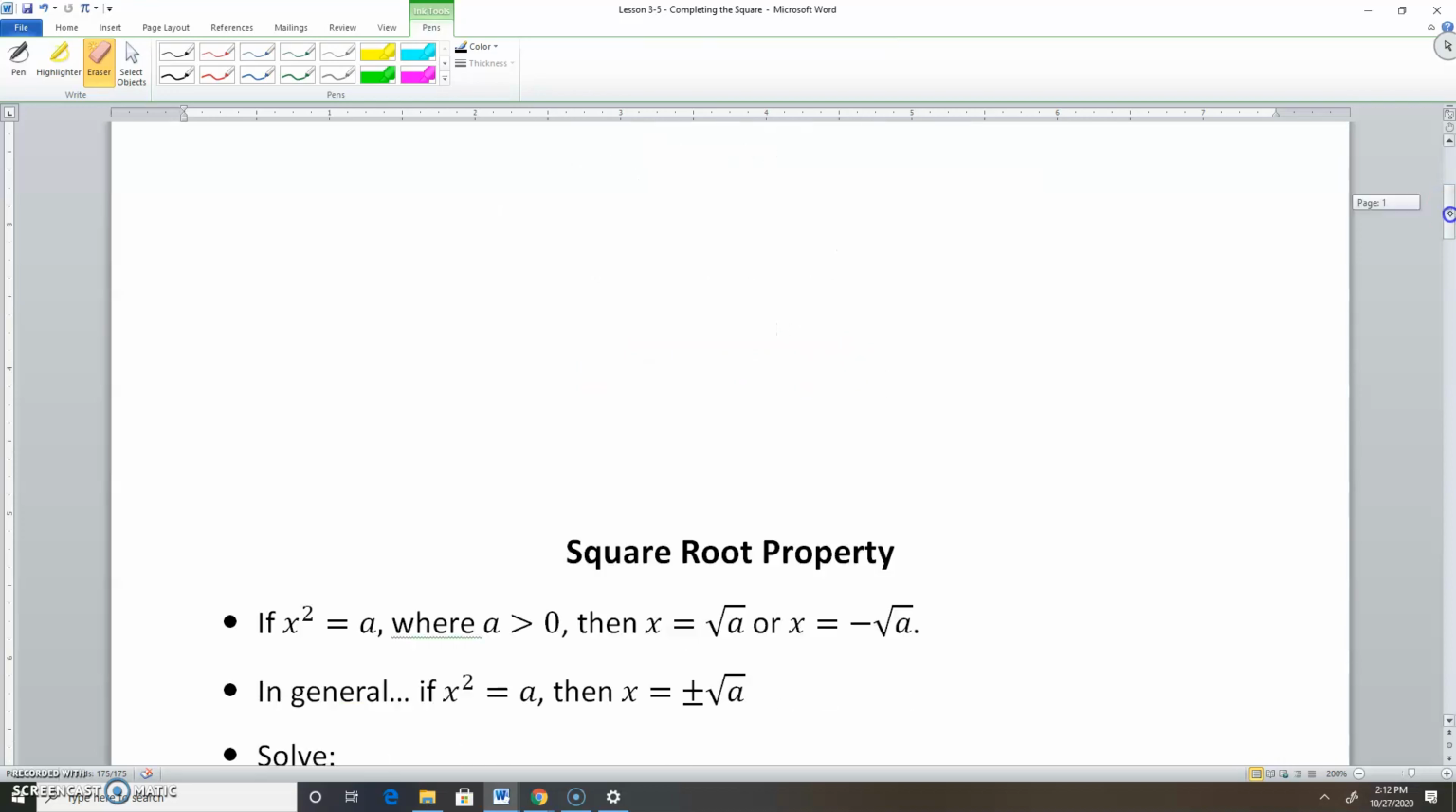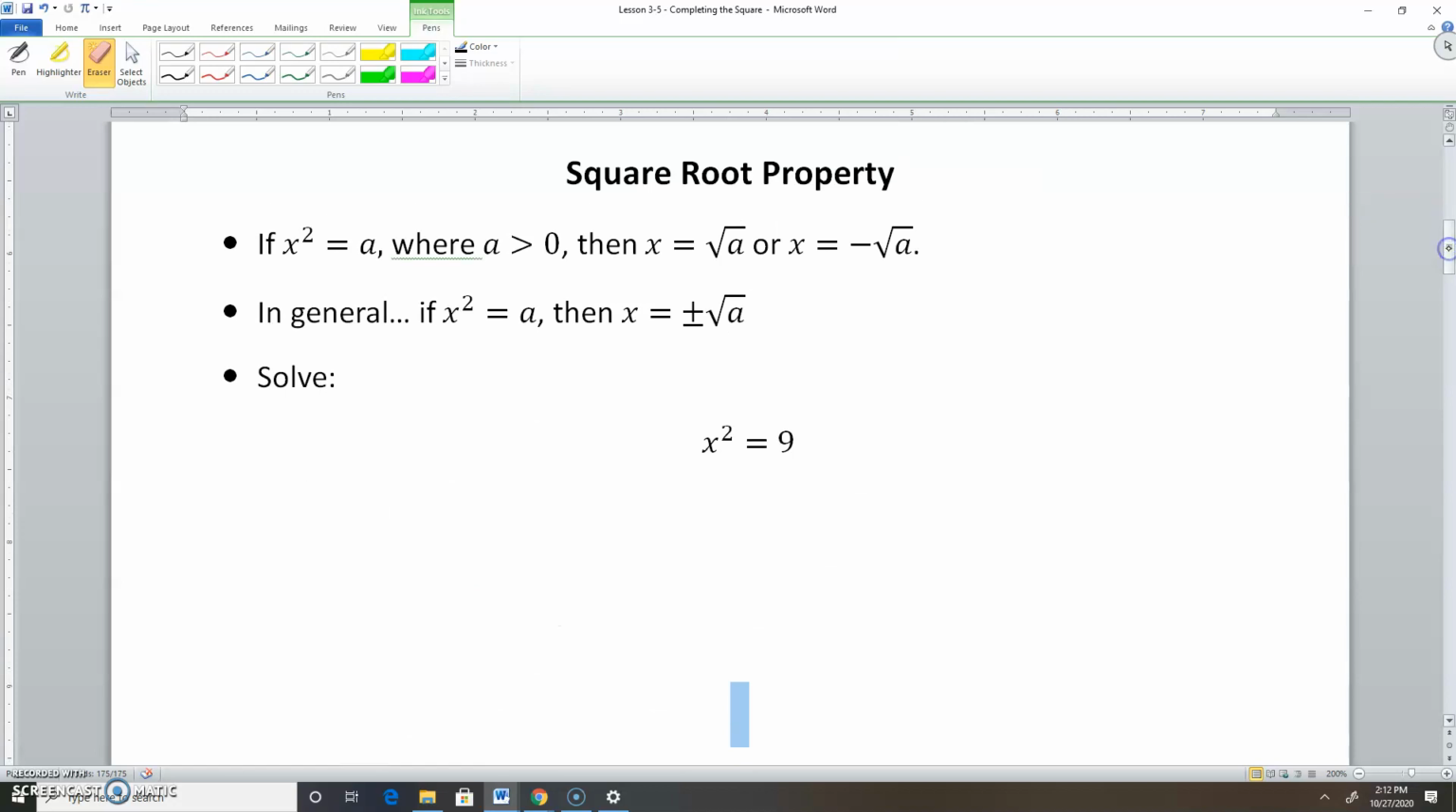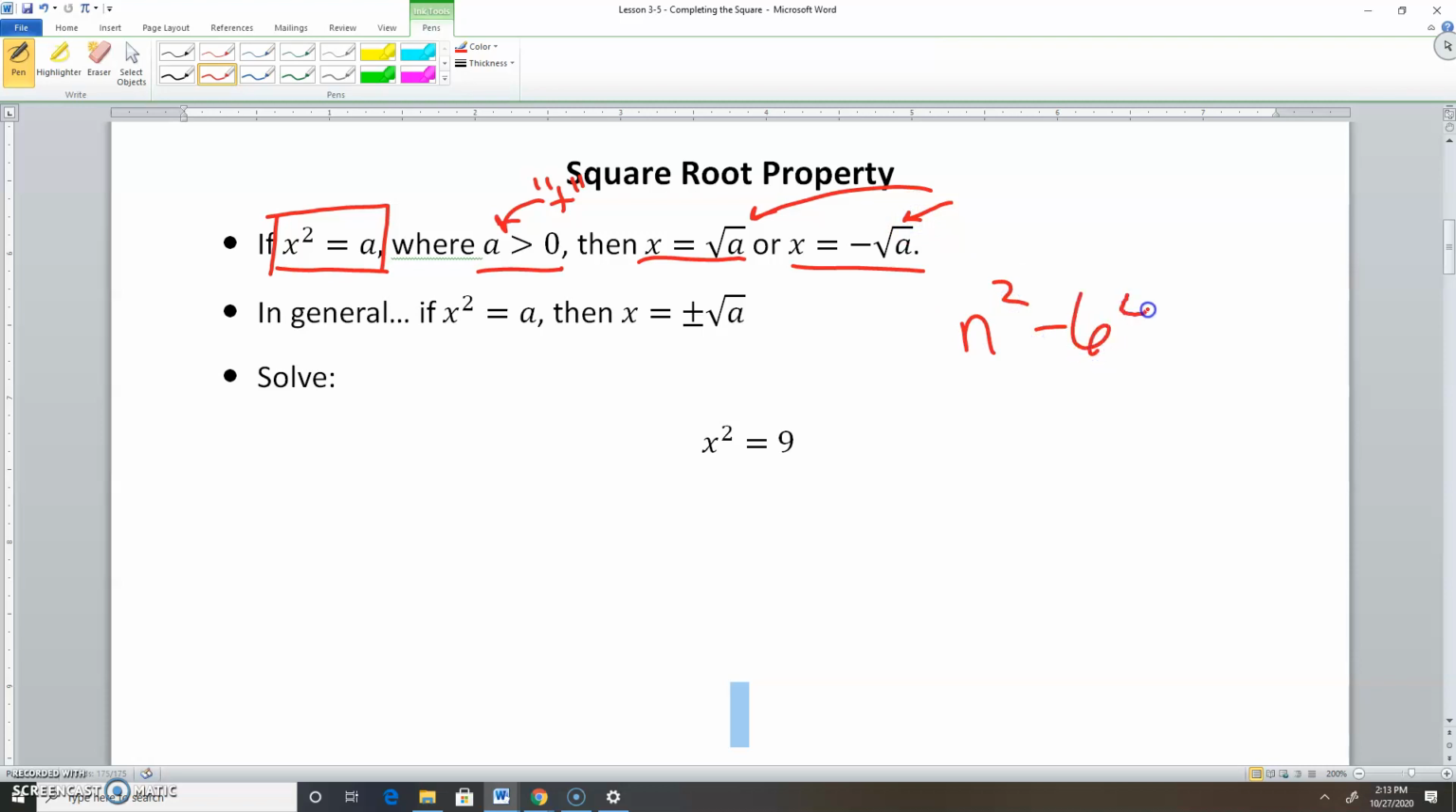Before we get started with that, though, we do need to talk about something called the square root property. The square root property says that if x squared equals a, and a is greater than 0, which just means that a is a positive number, then x would equal the square root of a, or x would equal the negative square root of a. Basically, if I have x squared equals a, I'm going to get 2 answers.